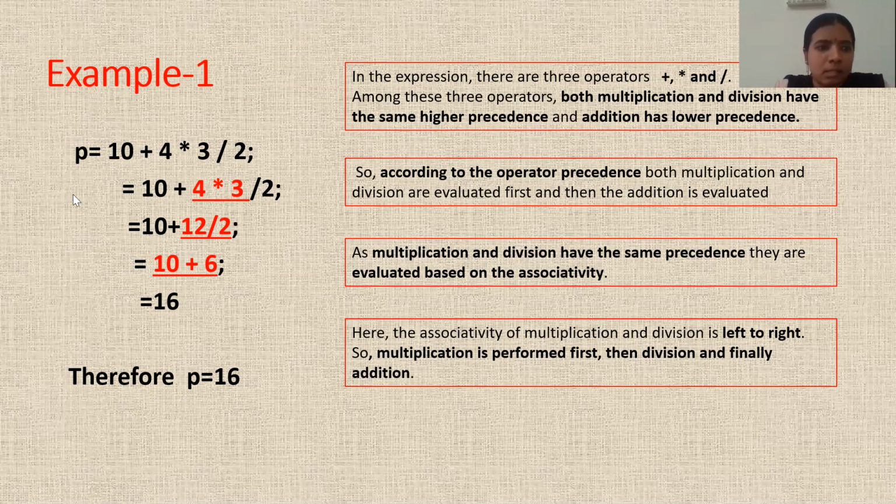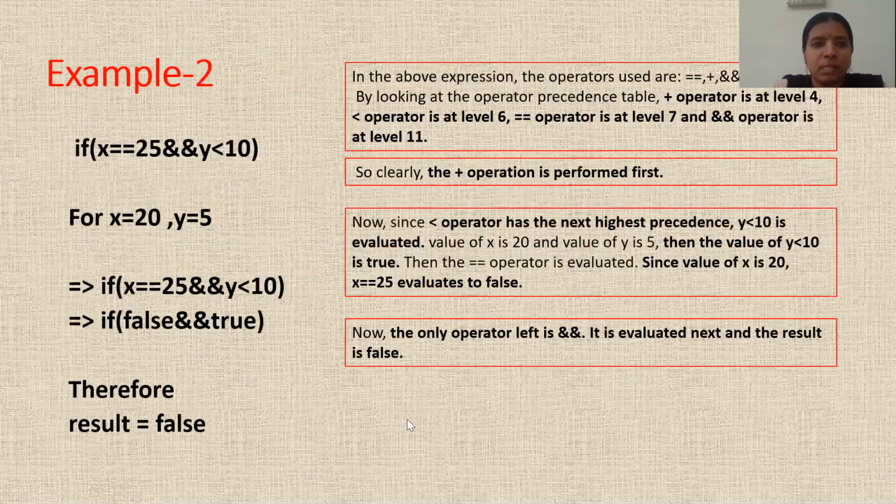Example 1. Let us consider a simple example. P = 10 + 4 * 3 / 2. We normally say BODMAS, but here it is according to the rules of precedence and associativity. So dear students, we will now consider the rule called precedence and associativity. So let's move ahead and take up example 1.